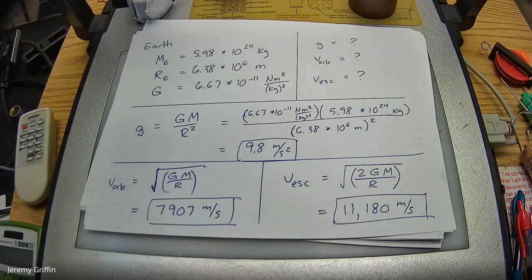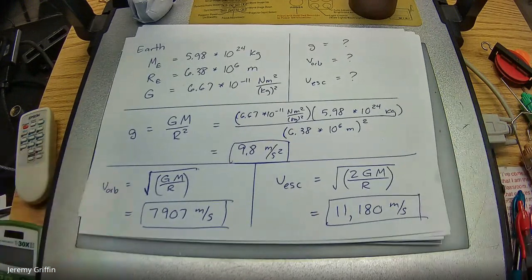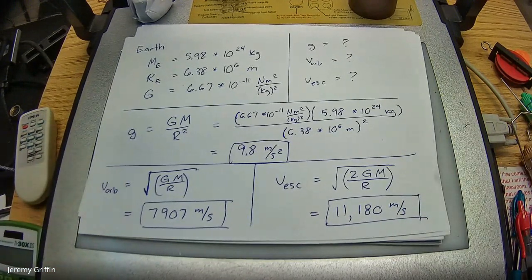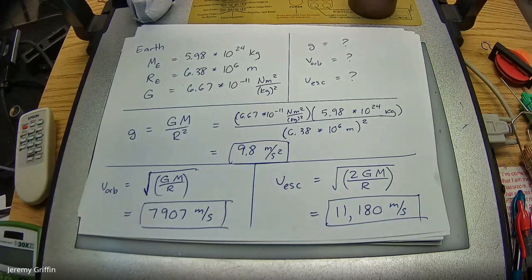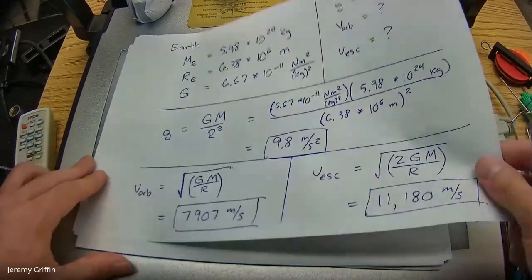Guys good? Hey, let's run these numbers for the moon. Wait, let me see how we're doing on time. Okay, I think we're good. Okay, you guys ready for the moon? We're gonna do the same thing, but for the moon.